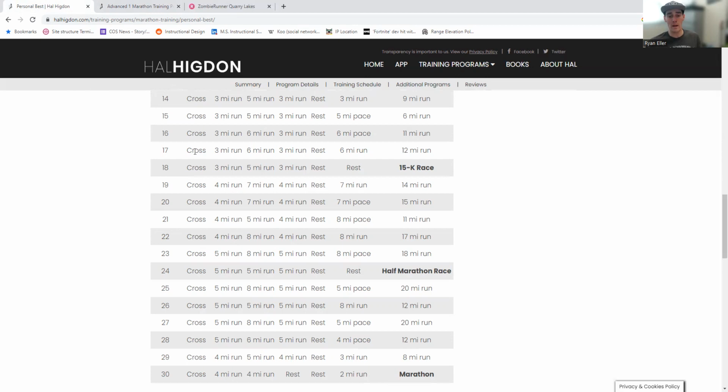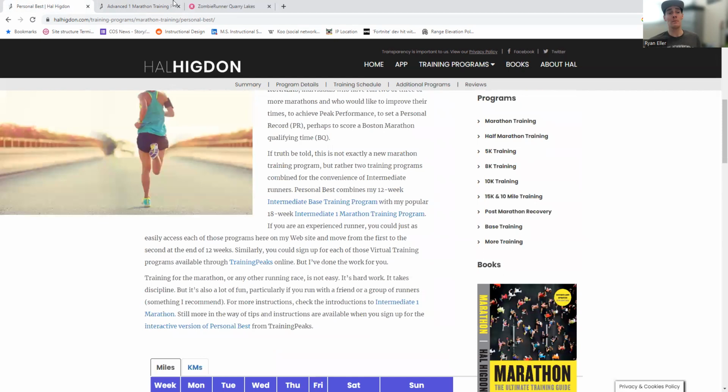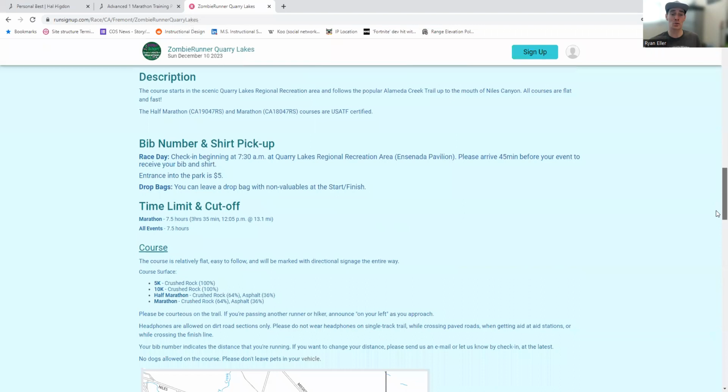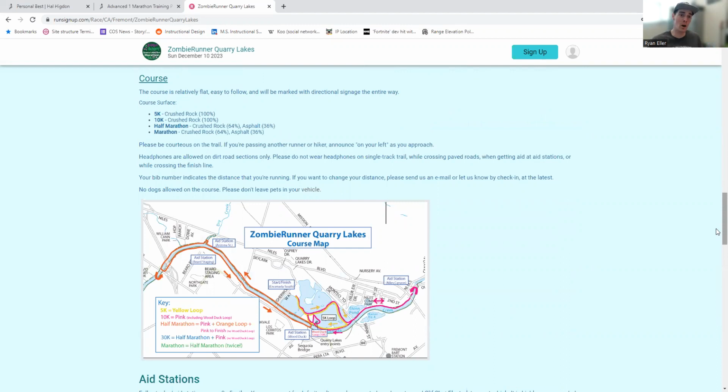So, with that being all said, how do I plan on utilizing this program? Well, I'm using it to train for a marathon in my neck of the woods here in California. It is the Zombie Runner Quarry Lakes Marathon. It's actually a half road, half trail run, but it's very, very flat and it's primarily on road and crushed rock trail. So you're not trying to do any single track or anything too crazy.